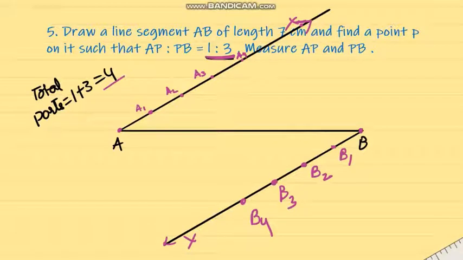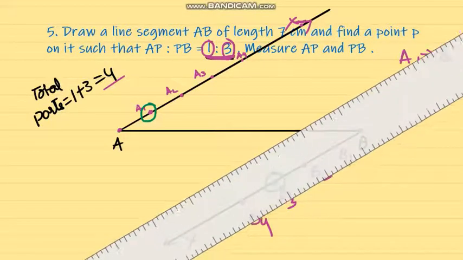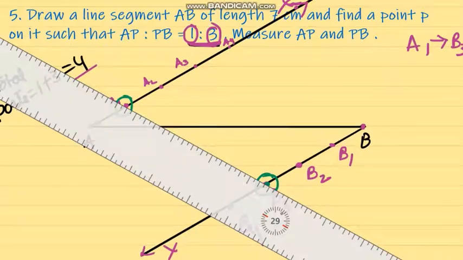Okay. So next part is you have to locate one point P which divides AB in the ratio 1:3. So I have told you earlier, this 1 denotes A1 and this 3 denotes B3. So you have to join A1 with B3. Join A1 this point with B3 this point. Bring your scale and join it.